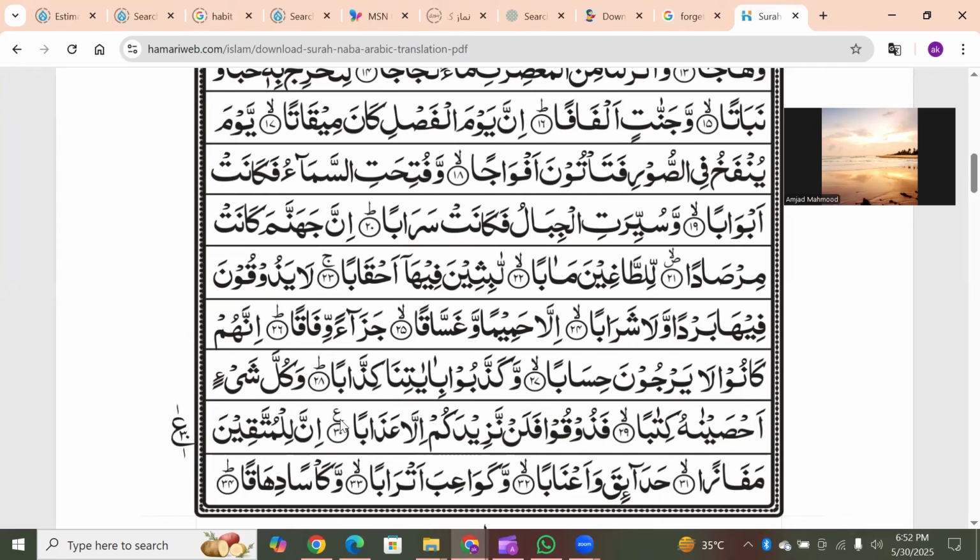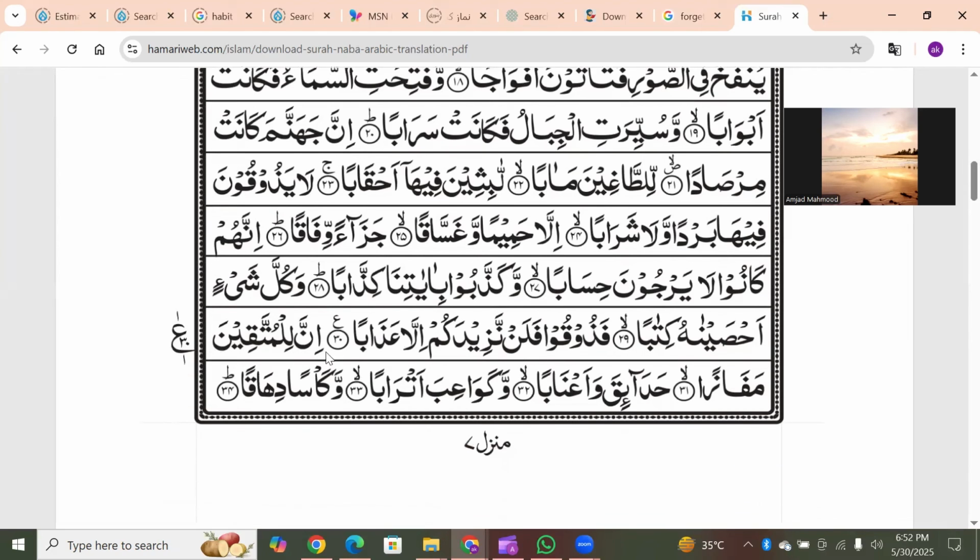That's it. So that's all you need to recite until the Maghrib. In the Isha, you will devote these.